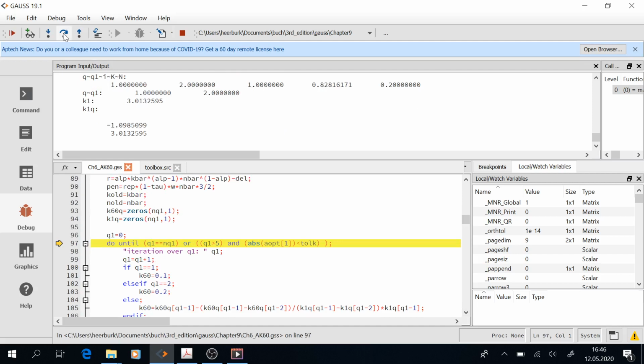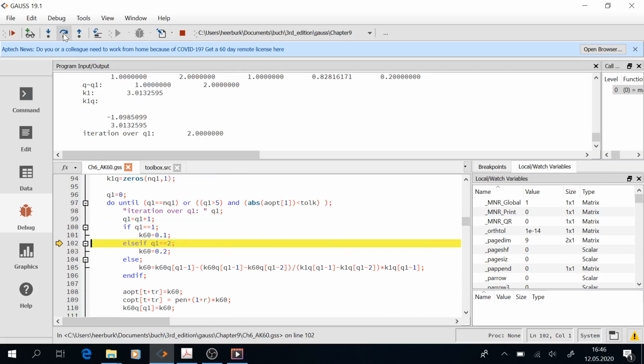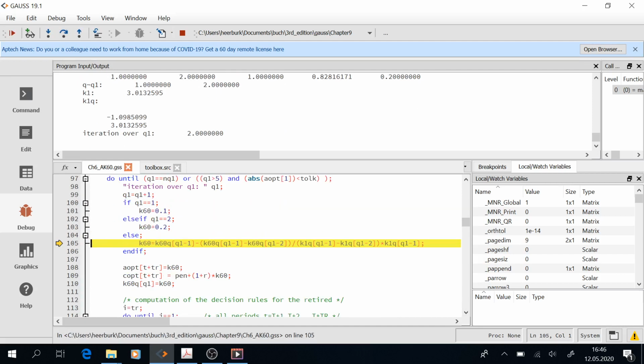Let's go to this line. Now we are in the third iteration, and here we have the secant method. In this line here, now we have computed A1 with a guess of A60 equal to 0.1 and A1 with a guess of A60 equal to 0.2. And this is the update formula of the secant method.